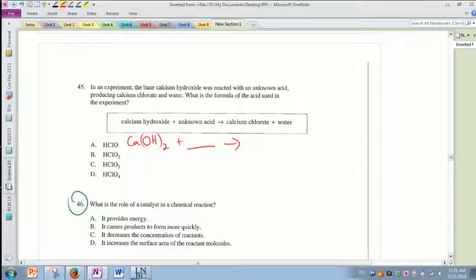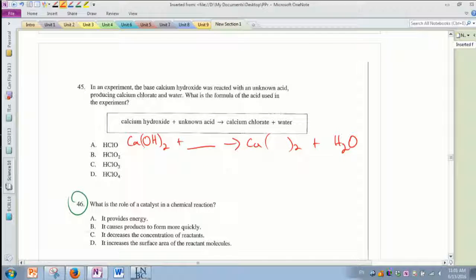I'm going to have to look up chlorate in my data booklet because I don't remember the charge of that guy. Let's find it. Chlorate, as I flip through my pages here. Chlorate ClO3 with a charge of -1. Calcium has a charge of +2. All right, so it's definitely a tough question.